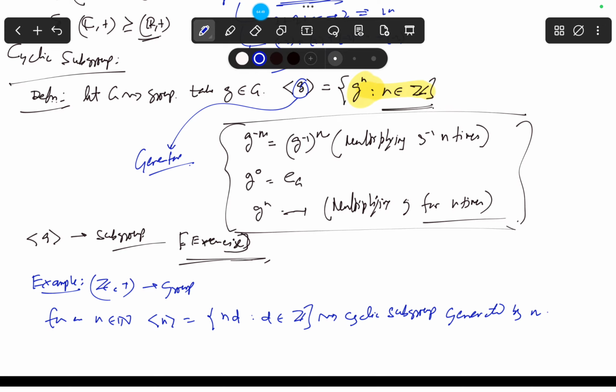And by next time we'll be working on something called Lagrange's theorem. That is the main motivation of studying the subgroup, and some more stuff like commutative subgroups and etc. Okay, so let's stop it here.